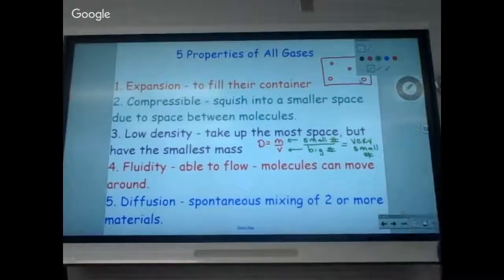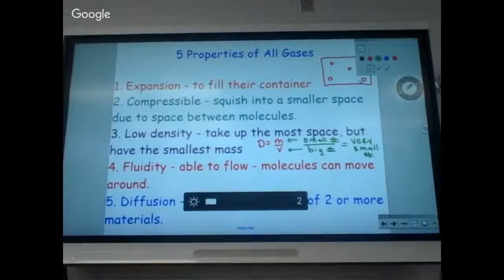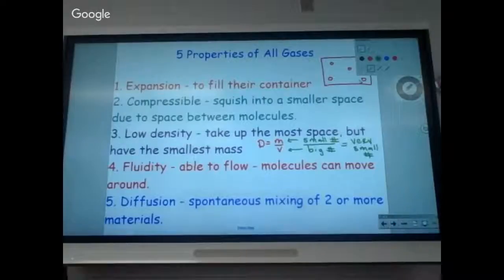All right. All right, diffusion. Diffusion is the spontaneous mixing of two or more things. Now, this can be liquids or gases, and I'll even talk about solids when we get there. Notice the word is spontaneous. You cannot stop diffusion, okay?